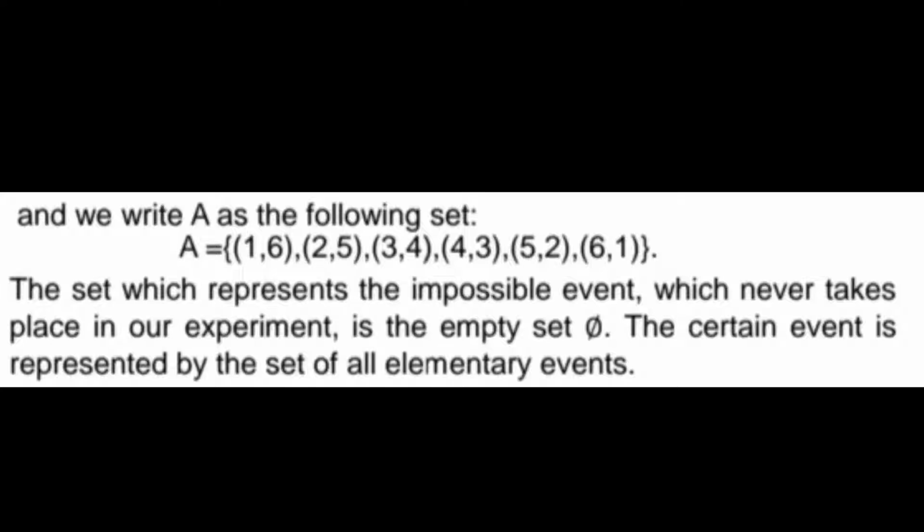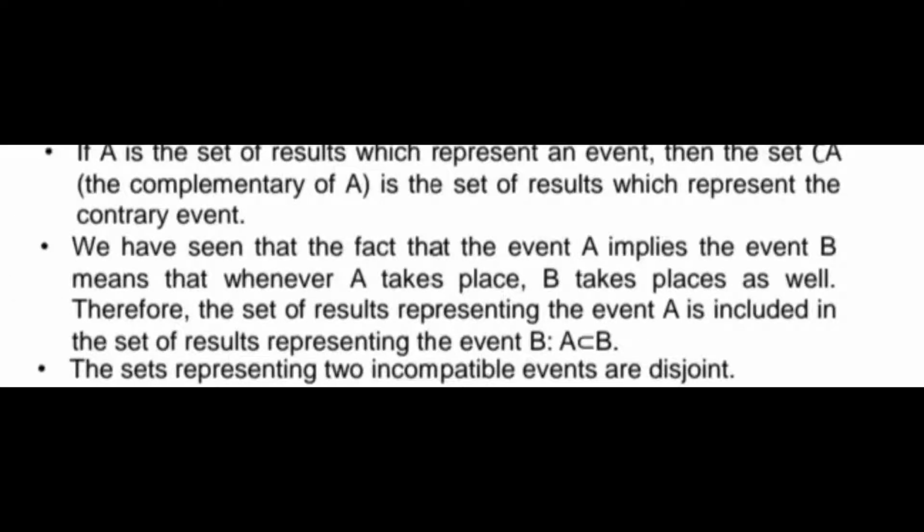The set which represents the impossible event, which never takes place in our experiment, is the empty set. The certain event is represented by the set of all elementary events. If A is a set of results which represents an event, then the set A complement, the complementary of A, is the set of the results which represents the contrary event.